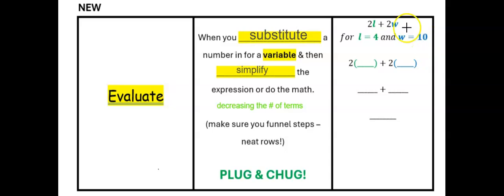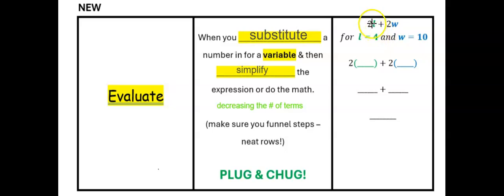And so when you're looking at this expression over here, it's algebraic because it has the letters in it. And it's 2 times the length plus 2 times the width. That geometry formula is the perimeter formula for rectangles. And so here's their formula. And so they say, hey, the length is 4 and the width is 10.